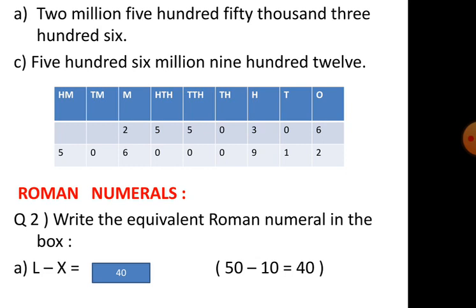See, we will be starting our exercise 1. That is question number 2. First is compare. We'll write the numbers and we can compare this. We'll start from question number 2. Write the equivalent Roman numeral in the box. L minus X. Now L is 50 and X is 10. So 50 minus 10 is equal to 40.